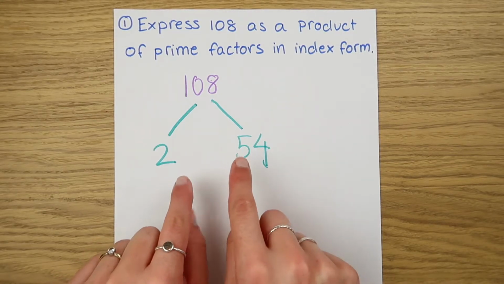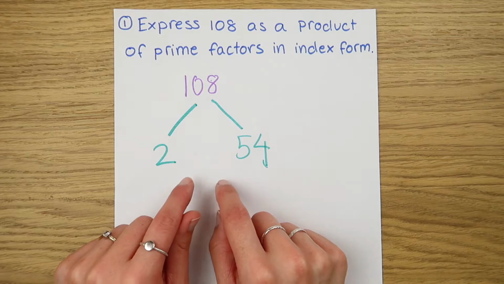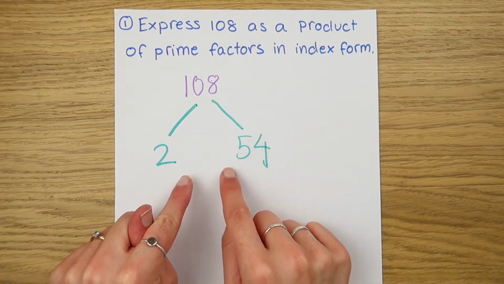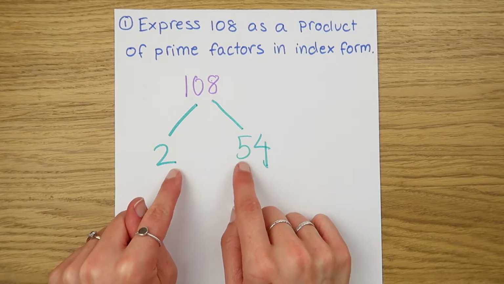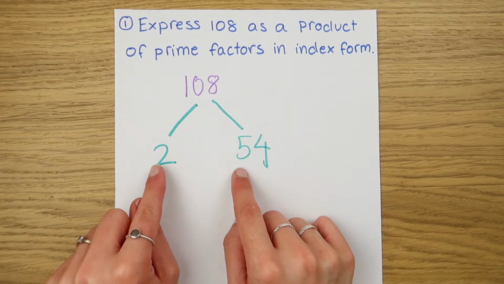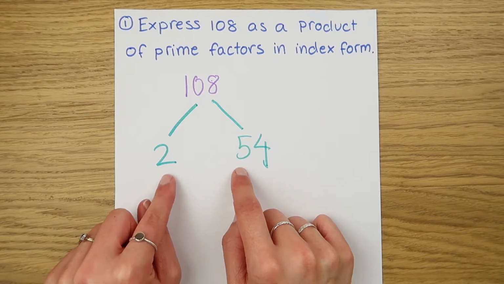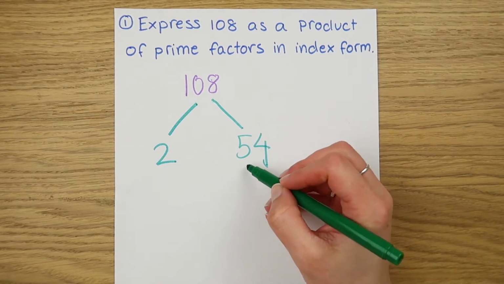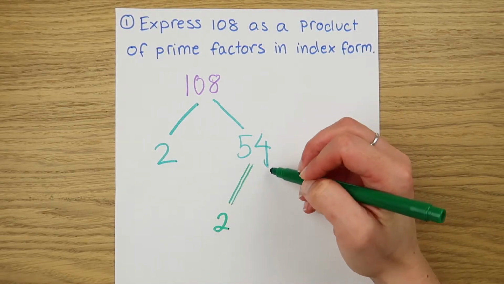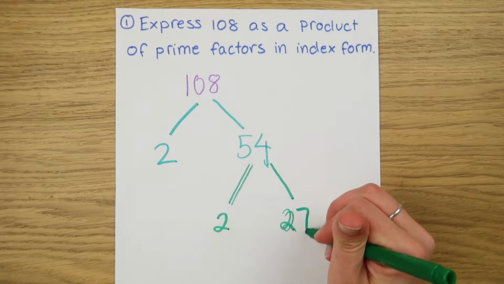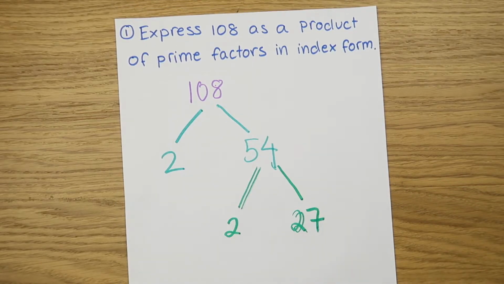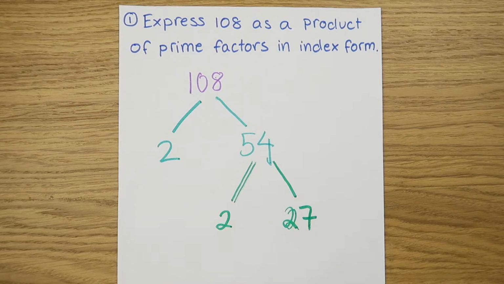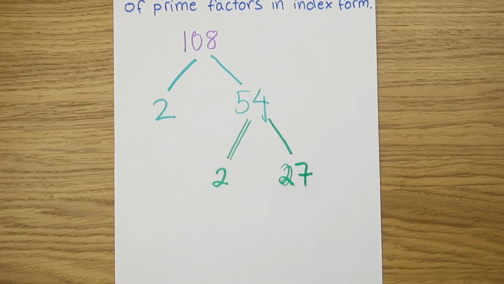As you can see here, we're going to create a factor tree, I like to call it, where each branch coming off from a number is made up of its factors. So this one is not going to be able to break down anymore because 2 is a prime number. Then let's go to 54. That can break down again into 2 and 27. And again, 2 is a prime factor.